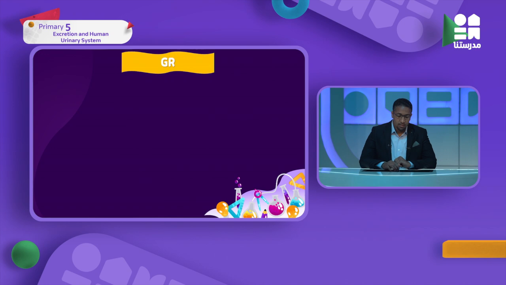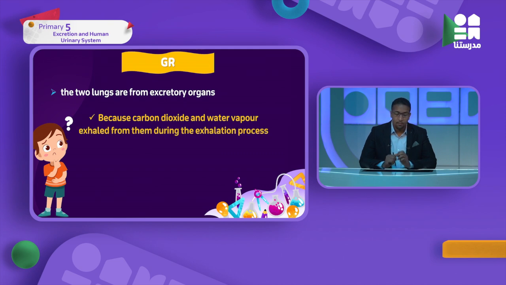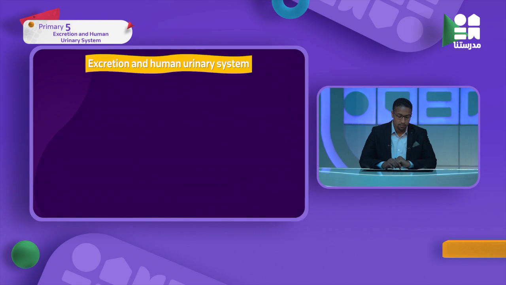So here is a give reason. The two lungs are from excretory organs. Why are they from excretory organs? We said that before. We remember? Yes, because carbon dioxide and water vapor are exhaled from them during the exhalation process. During the exhalation process, عملية الزفير, not inhalation.